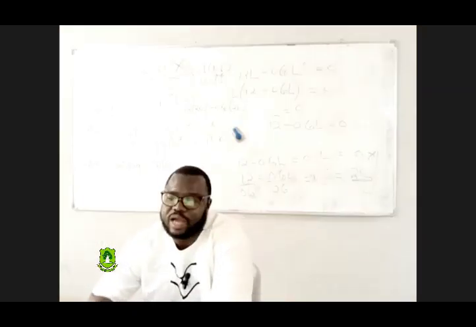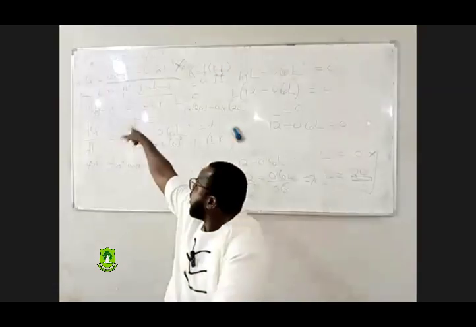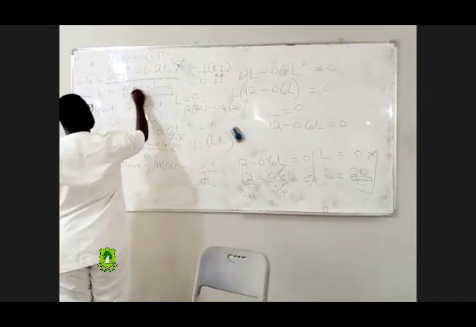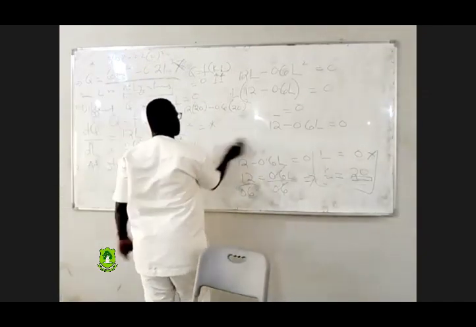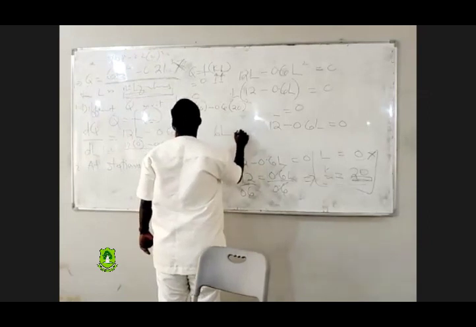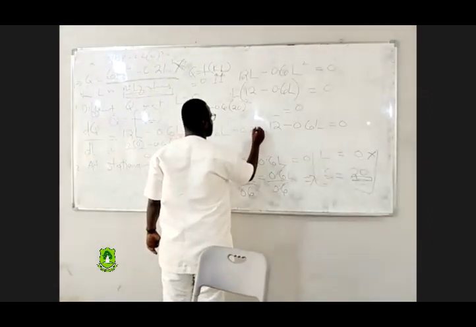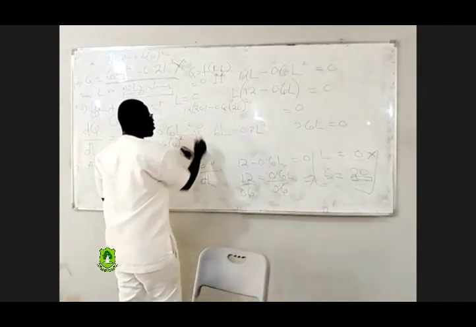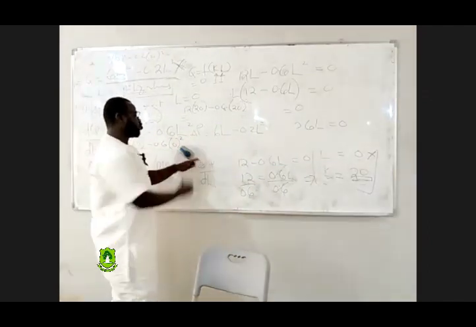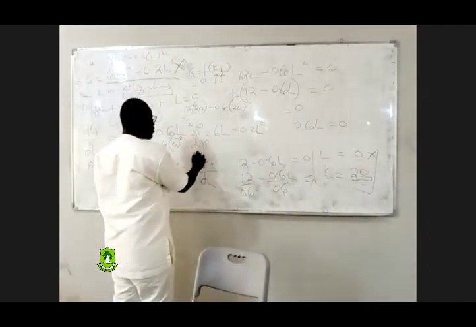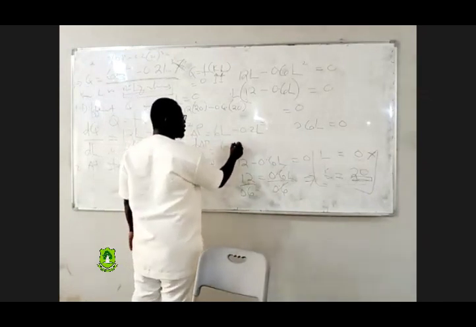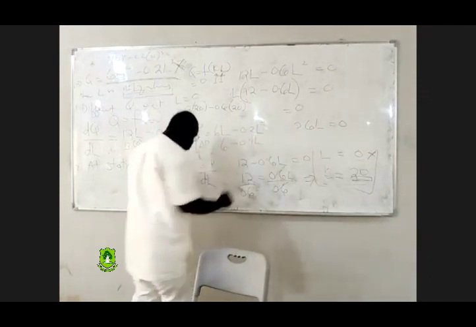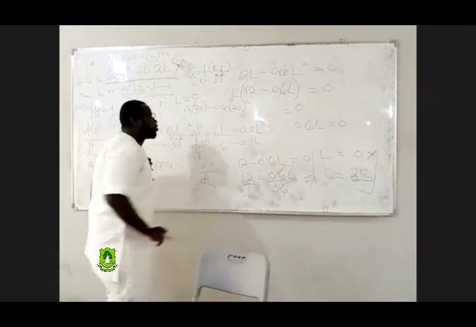Now, there is also a question on the average products. For that one, you just divide the whole thing by L. So here, when you divide, you are going to get 6L minus 0.2L squared. Is that not it? So this is the average product. And what will you do? You then differentiate the average product. Here will be 6 minus 0.4L.